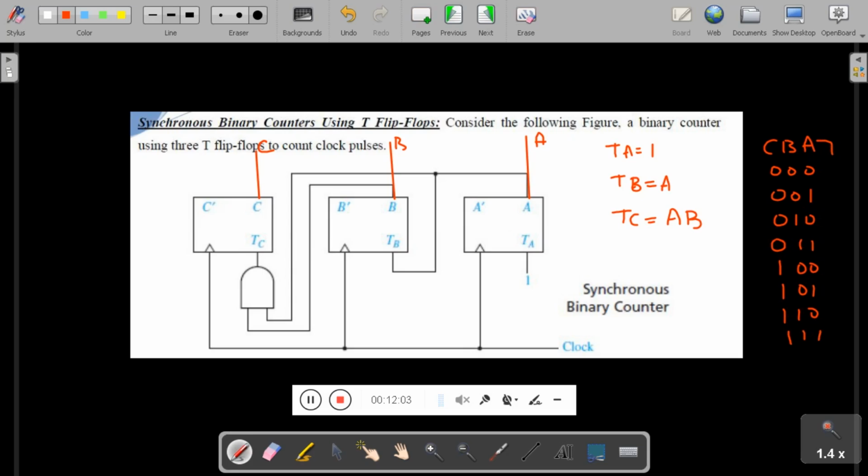So this is the truth table, and this is also called as up counter, and this is also called as mod 8 counter, which counts from 0 to 7. This is also called as a synchronous counter because all the flip-flops are driven simultaneously by the clock signal, and it is faster compared to an asynchronous counter.